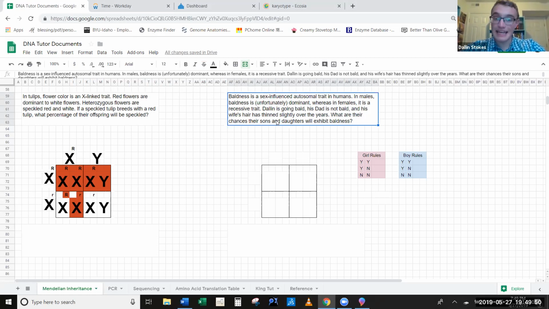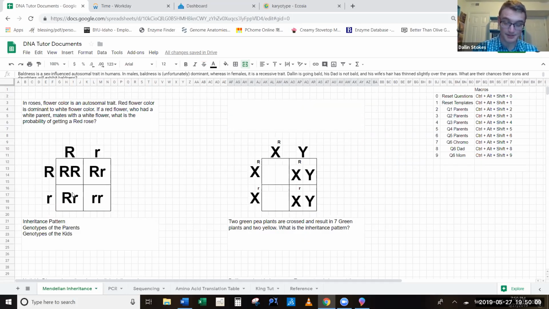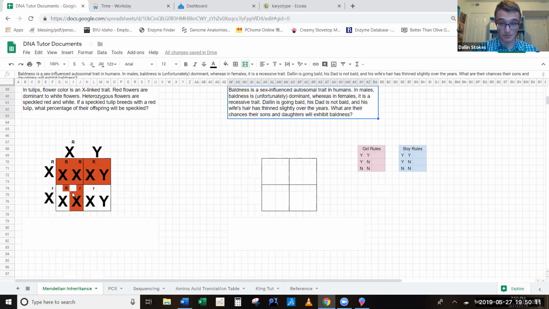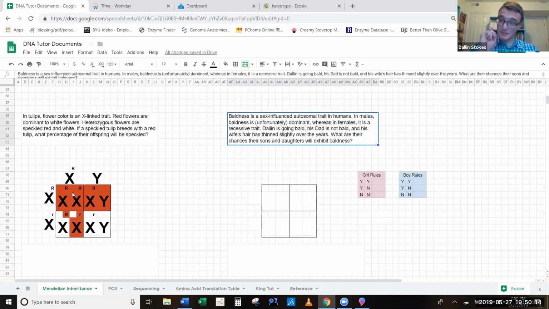Baldness is a sex-influenced autosomal trait in humans. Now, time out. What does that mean? I've got sex and autosomal in the same sentence. What sex-influenced means is it's an autosomal trait, just like we've been doing. So it's not on a sex chromosome. But based on what gender you are, you wind up with different effects. In males, baldness is dominant, whereas in females, it's recessive.